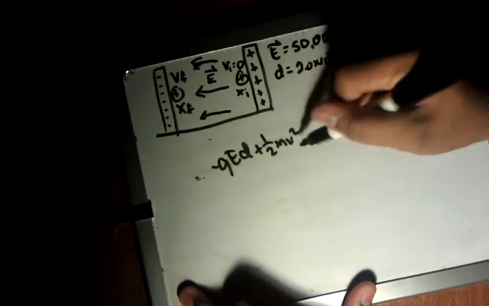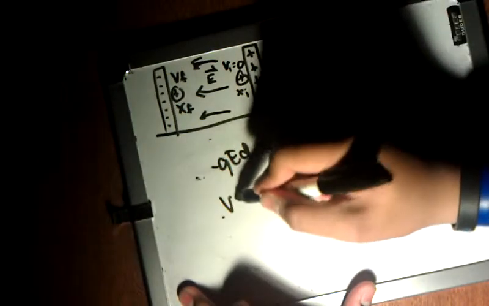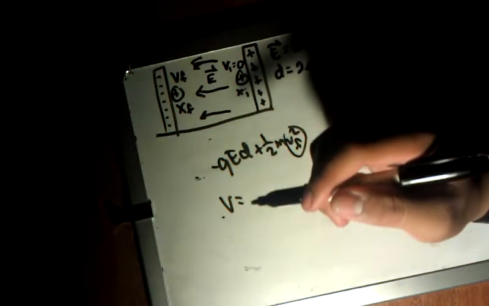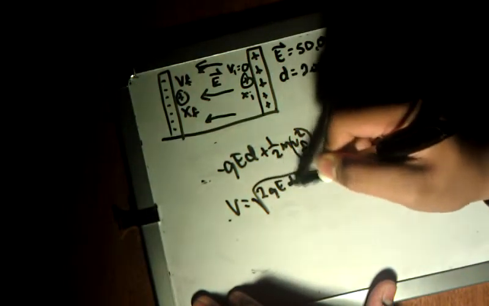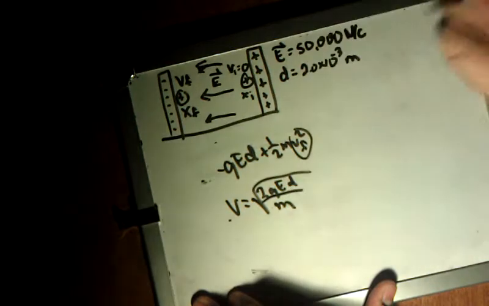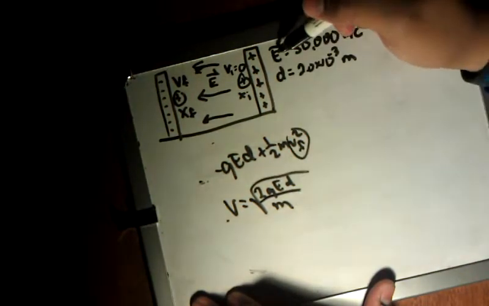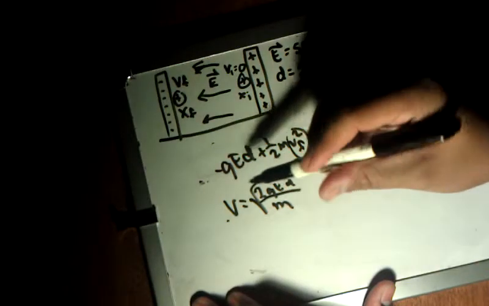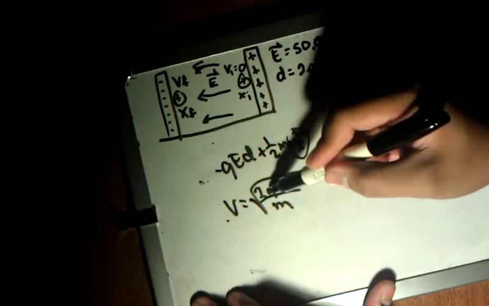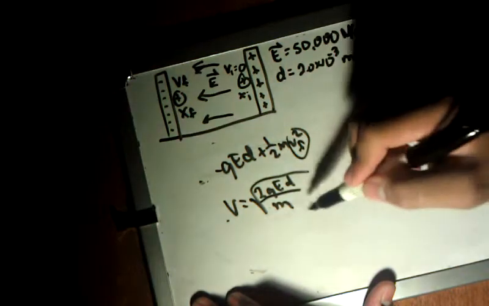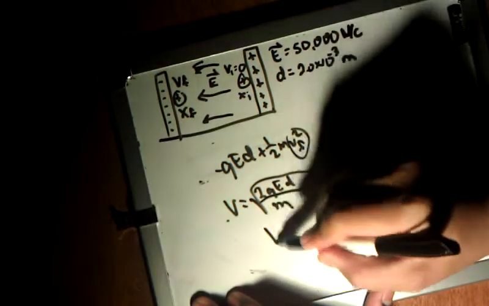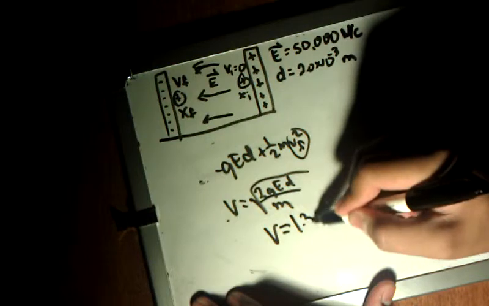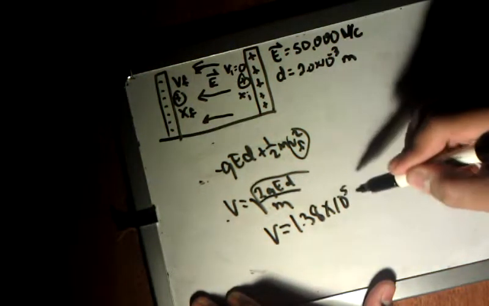If you manipulate this around enough, we could solve for V by itself, which is what we're looking for. And once you do that, you have V equals the square root of 2QED over M. So we're given the distance, we're given the electric field, and we know that this is 1.6 times 10 to the minus 19th, and we know that the mass of a proton is 1.67 times 10 to the negative 27th kilograms. So once we plug all of that in, our V will be 1.38 times 10 to the 5th meters per second.